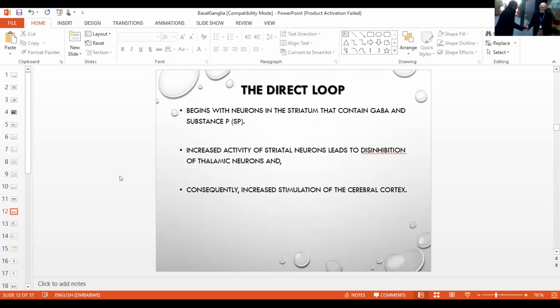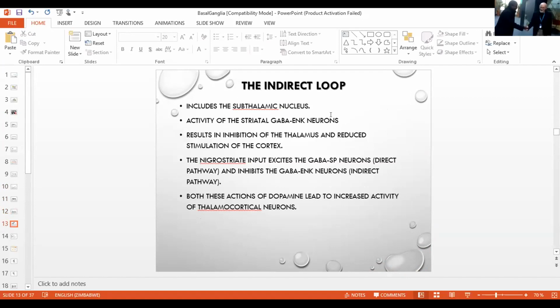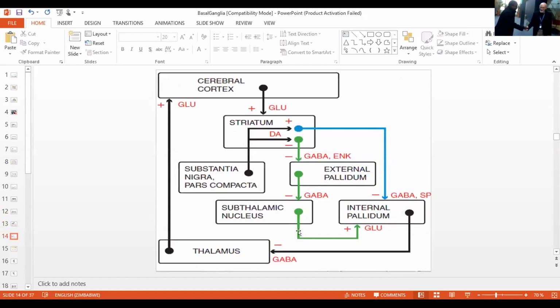The direct loop begins with the neurons in the striatum that contain GABA and substance P, and they increase activity of striatal neurons, which leads to disinhibition of thalamic neurons, and therefore they increase stimulation of the cerebral cortex. That's the direct loop. The indirect loop includes the subthalamic nuclei and the activity of the striatal GABA and enkephalin neurons, which result in inhibition of the thalamus and reduced stimulation of the cortex. So by the end of the day, the direct loop stimulates the cortex, and the indirect one reduces the stimulation of the cortex. You can see here in green the direct loop, and in blue the indirect loop.